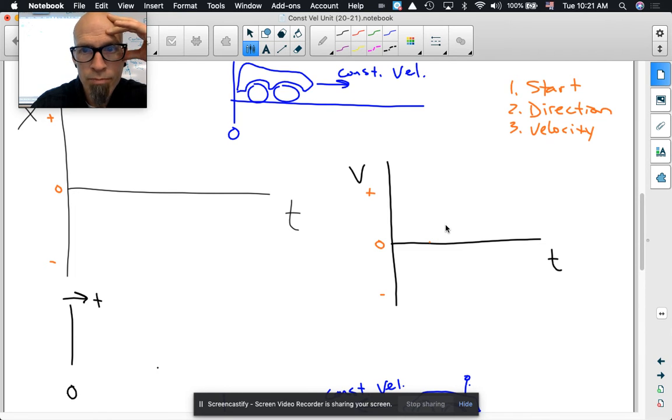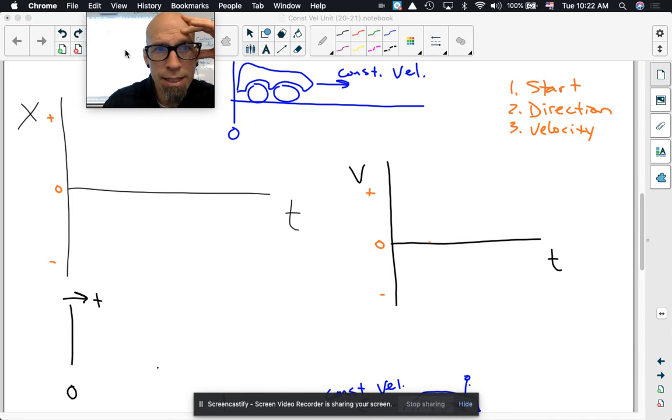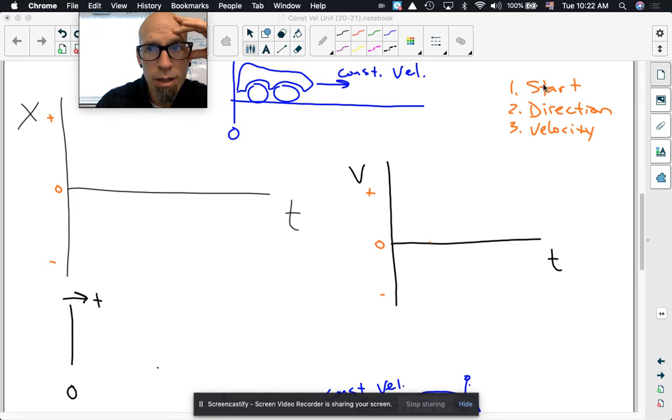Okay. Now, what we did was this. I had a tumble buggy set up at a 0 position. It went in the positive direction at a constant velocity. Now remember, I wrote these three things down because these are the three things that you're supposed to be able to tell from a velocity or from a position time graph. You're supposed to be able to identify these three things.